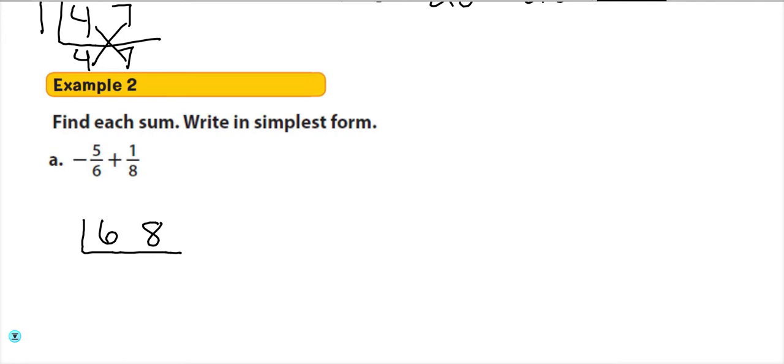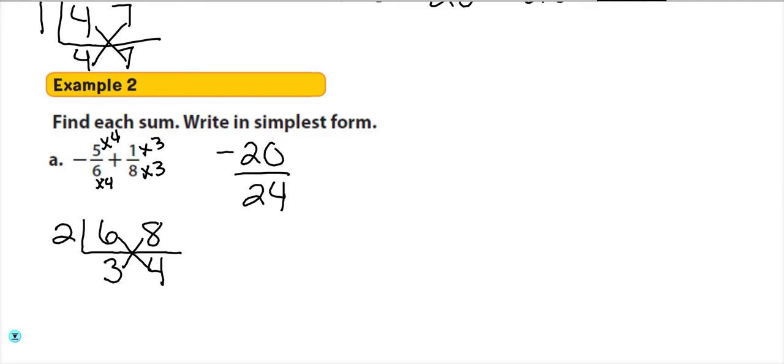All right, so what I need to do is I need to draw my box. Okay, so I put 6 and 8 inside. What's the highest number that goes into 6 and also into 8? And the answer would be 2. So let's put a 2 out here. Next, we divide. 6 divided by 2 gives us 3. 8 divided by 2 gives us 4. Cross them off, okay? This 6 touches the 4, so I need to multiply these by 4. And I need to multiply these by 3. All right, so now what I'm left with is -20 over 24 plus, and then I have 3 over 24.